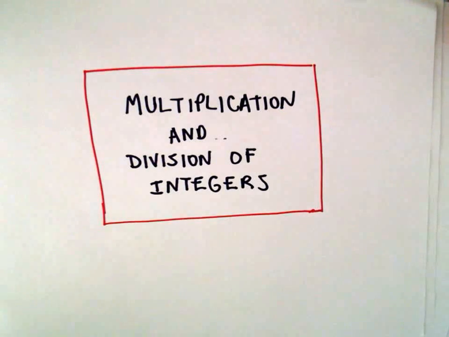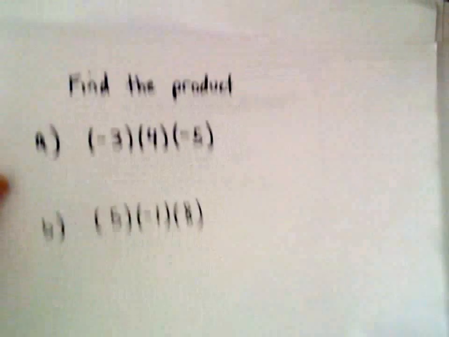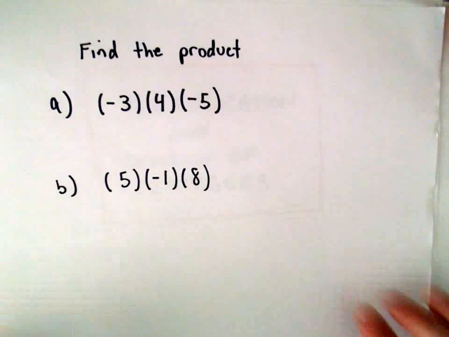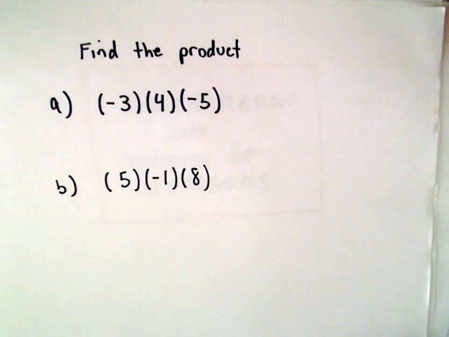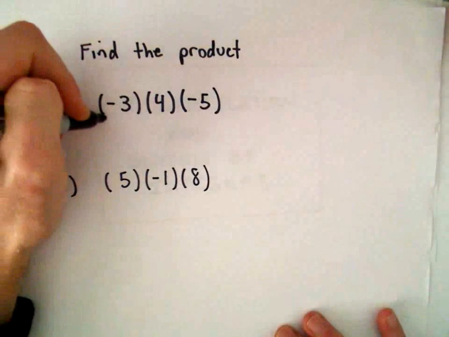Alright, so just a couple more examples here on multiplication of integers. Here I'm going to do negative 3 times 4 times negative 5, and then 5 times negative 1 times 8. Again, I'm just going to multiply these pairwise, so 2 at a time.